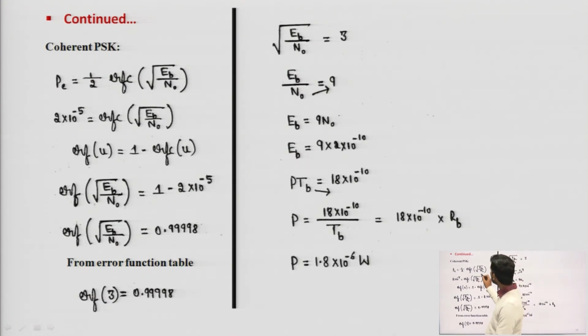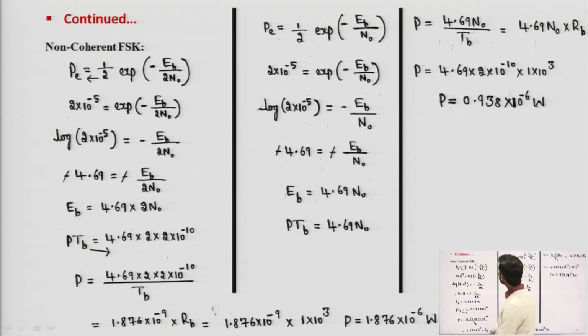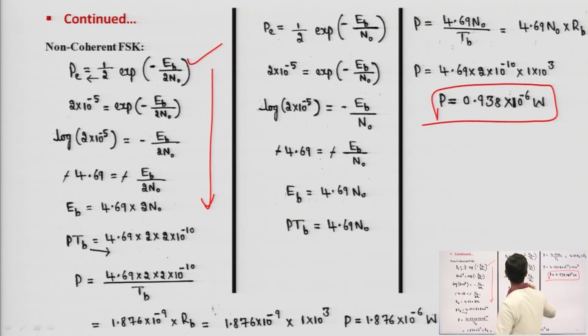So for coherent PSK, this is the error probability. The only difference is what is inside the ERFC function. So here I got the power as 1.8 times 10 to the minus 6 after performing the same steps. For non-coherent FSK, this is the exponential function, and if I follow the same procedure, I will get the power as 0.938 times 10 to the minus 6 watts.